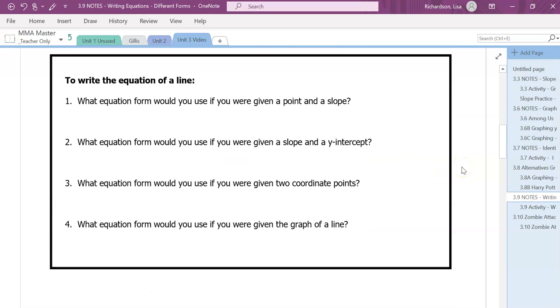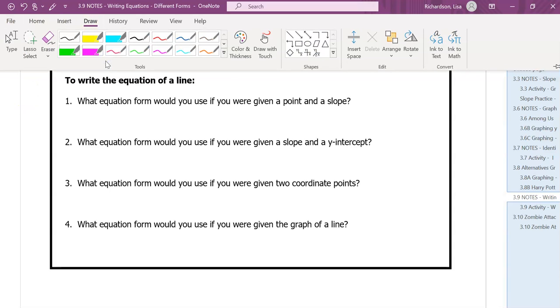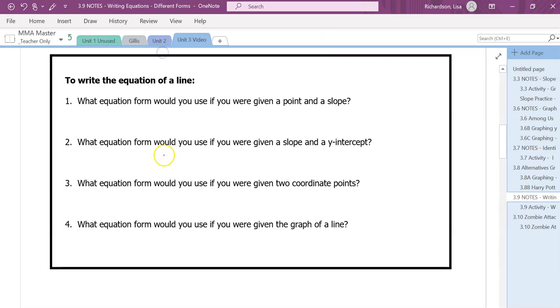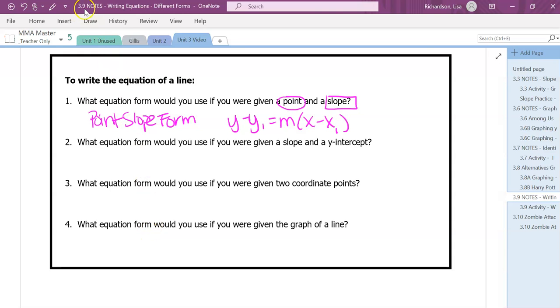So then we're going to scroll down here and we're going to talk about, to write the equation of a line, what form would we use if we were given a point and a slope? A point and a slope. It literally names it right there. We would use point slope form. And you do not have to memorize this. You will have access to these notes. This is on the formula chart if you are a retester. Okay, but I just like to write them down so we start to get kind of used to seeing them a little bit.